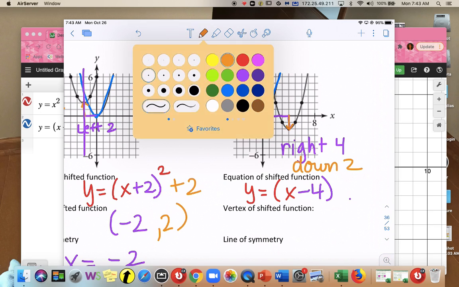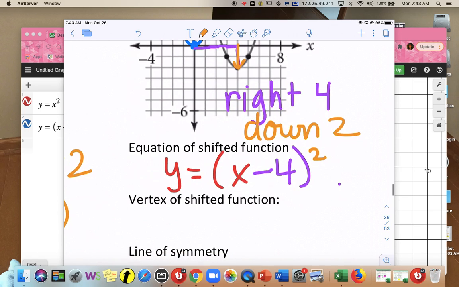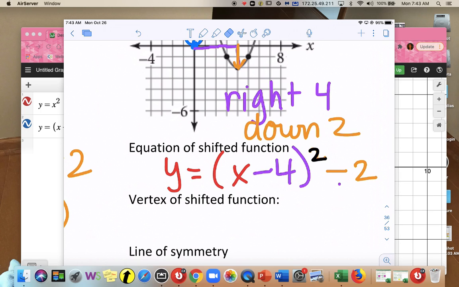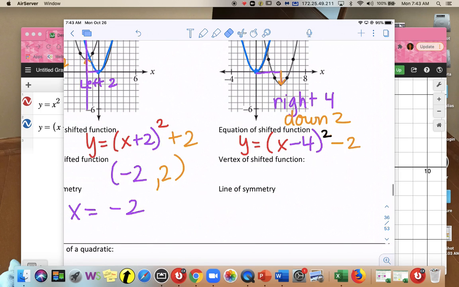Again, the only thing in the parentheses is the x in the left or right shift. We put our squared here because it's a parabola. But then our down 2 is a minus 2 outside the parentheses. So there's our shifted function.